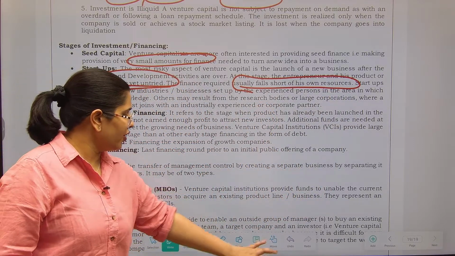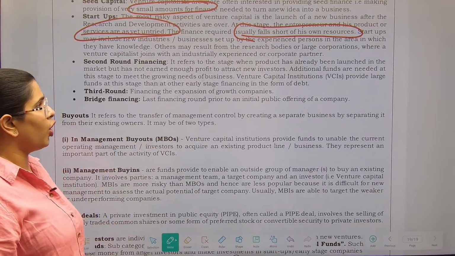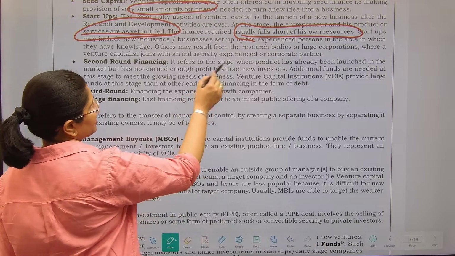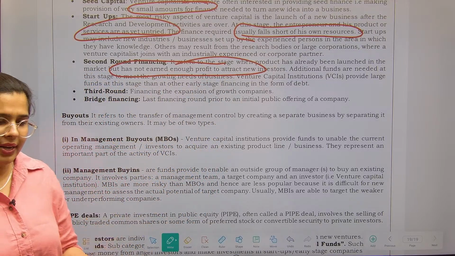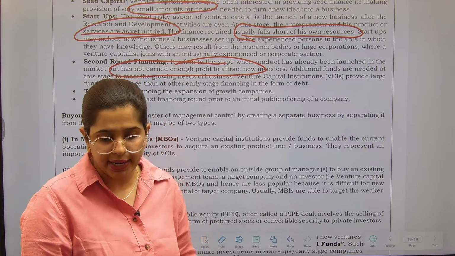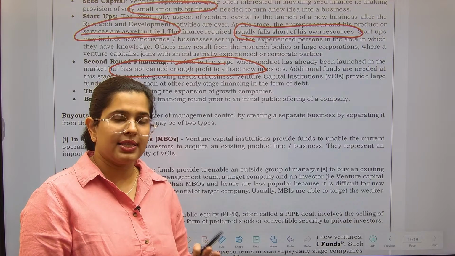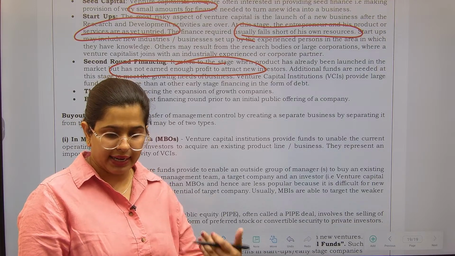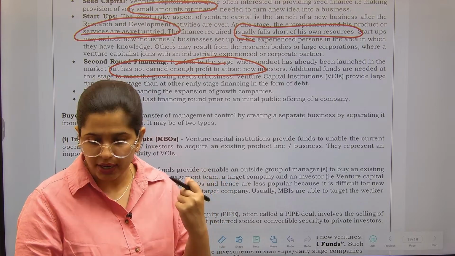Then we have second round of financing. It refers to the stage when the product has already been launched in the market but has not earned enough profit to attract new investors, because we need a certain amount of time for the product to be profitable, right? Not every product, as and when it is launched, gains popularity. No, it needs a substantial amount of time to get a hold of customer interest.